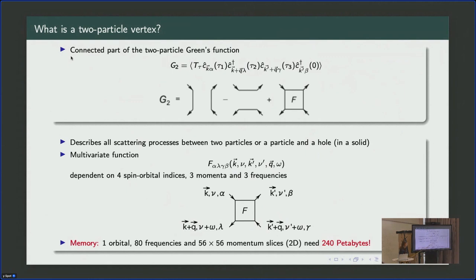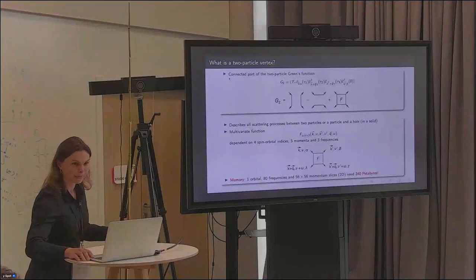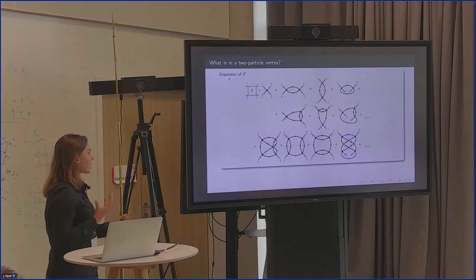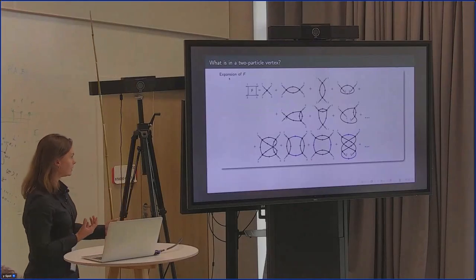So I have already here momentum and energy conservation, but I like to show that the sizes of these vertices easily get extremely large. So this is a predicted size. I've never constructed anything that would be that large, of course. So what is contained in that vertex?